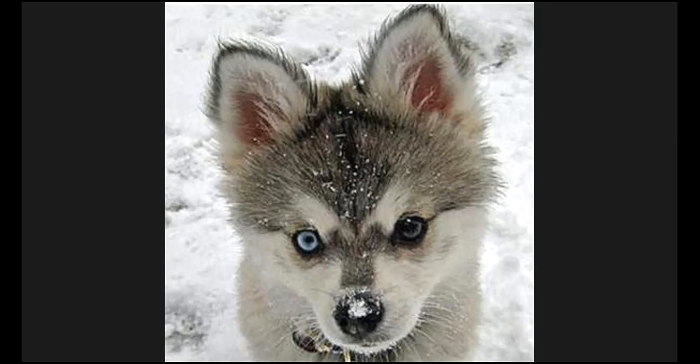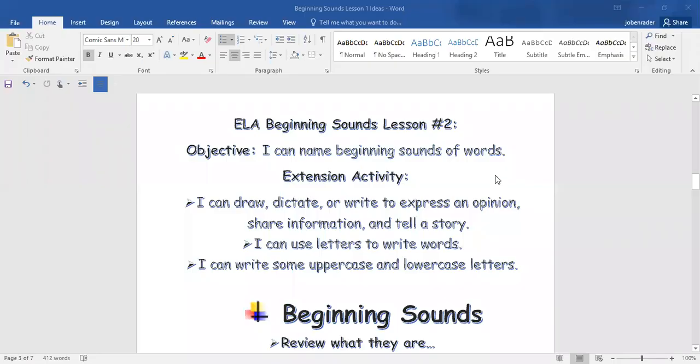So I'm going to start off by sharing my screen again with you today. We will look at what we're going to talk about today. ELA beginning sounds lesson number 2. Our objectives today are: I can name beginning sounds of words, just like yesterday. But our extension activities for you to do at home today are: I can draw, dictate, or write to express an opinion, share information, and tell a story. Also, I can use letters to write words. And I can write some uppercase and lowercase letters.